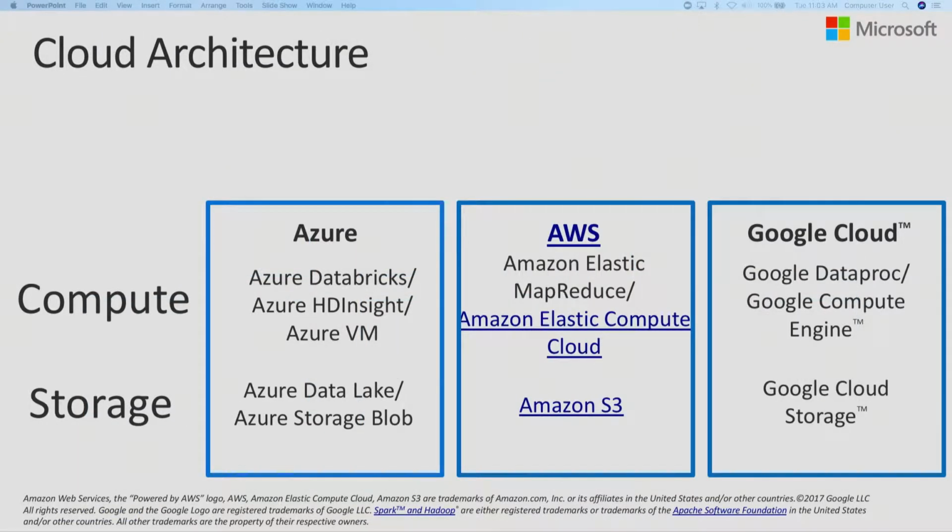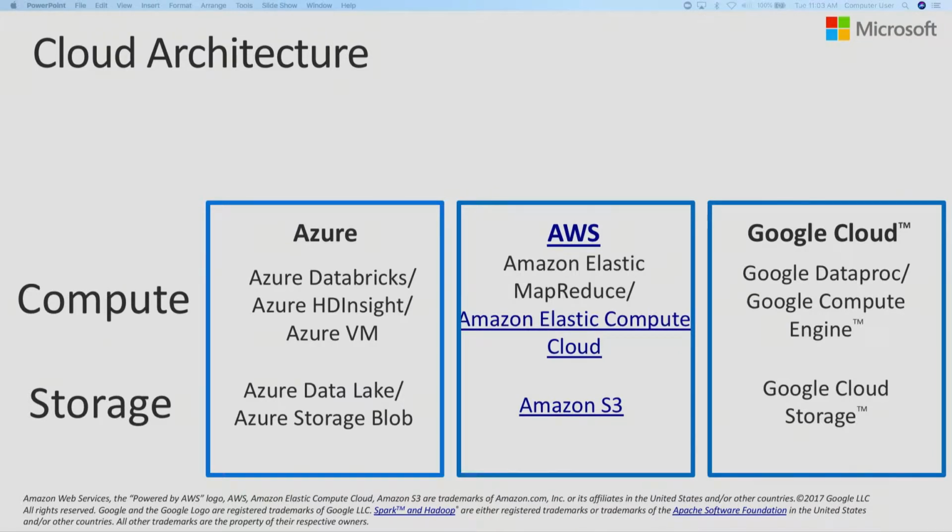So I'm going to talk a lot about compute and storage today. So I wanted to level set everybody and talk about, what am I talking about when I talk about compute and storage? So in compute, I'm mainly talking about the compute layer, which includes things like Azure Databricks, HDInsight, Azure VMs. From the AWS side, we're talking about EMR and EC2. And from Google, we're talking about Dataproc and GCE.